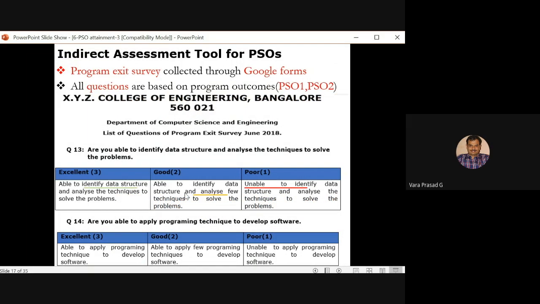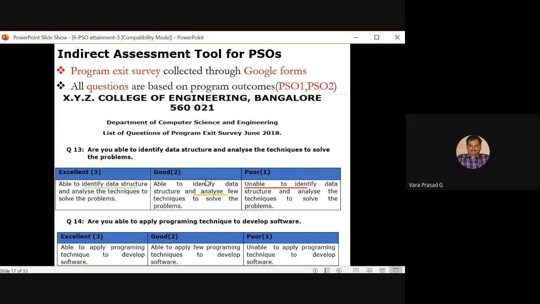Now, the program exit survey is done through Google Forms. The example I'm giving here is how I calculate the PSO attainment value through indirect assessment tools. To do that, I've used a Google Form as a tool to measure the PSO. Here, if you see, there are two questions: question number 13 and question number 14. Question 13 I wrote from the PSO1 point of view, and question 14 I wrote considering PSO2.